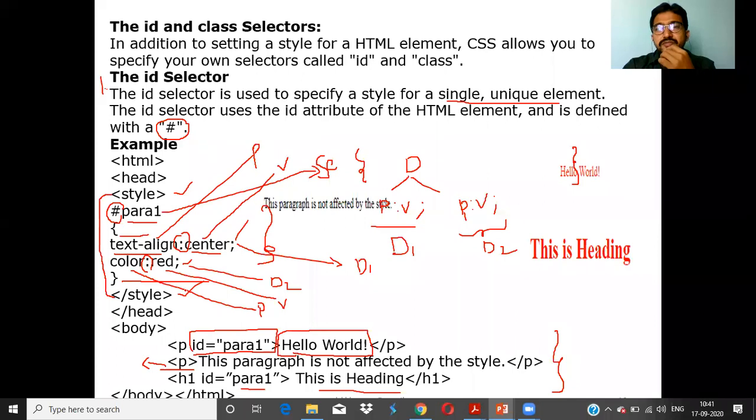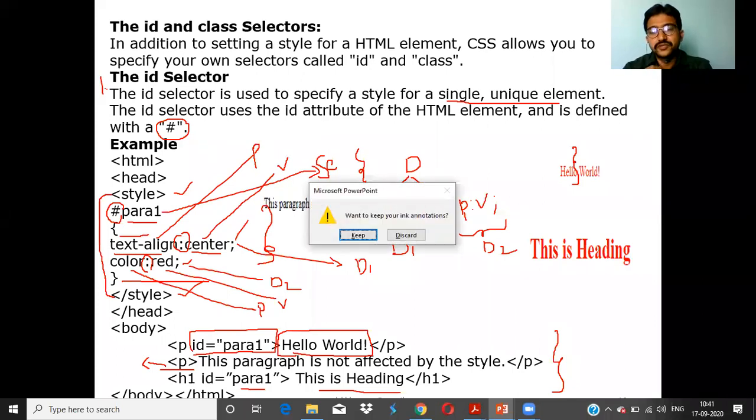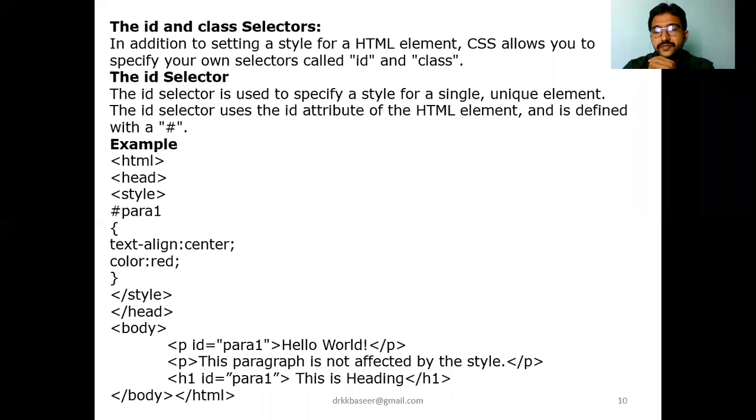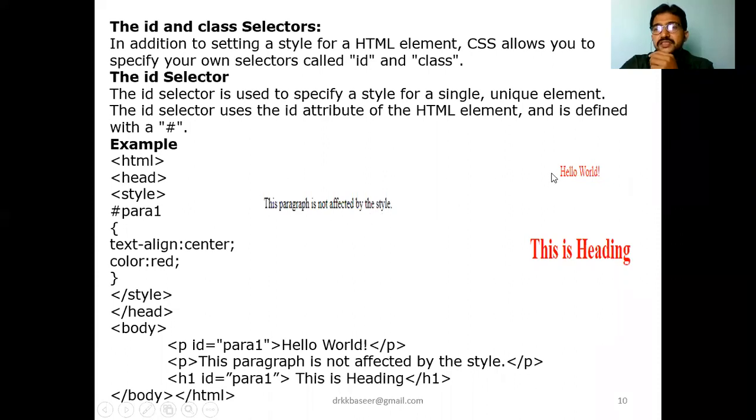Right? See the output. If you want, I'll just show the output. See, the output looks like this. Hello world is in the center, right? This is a heading because this is H1. This is a heading in red color. This paragraph is not affected by the style.